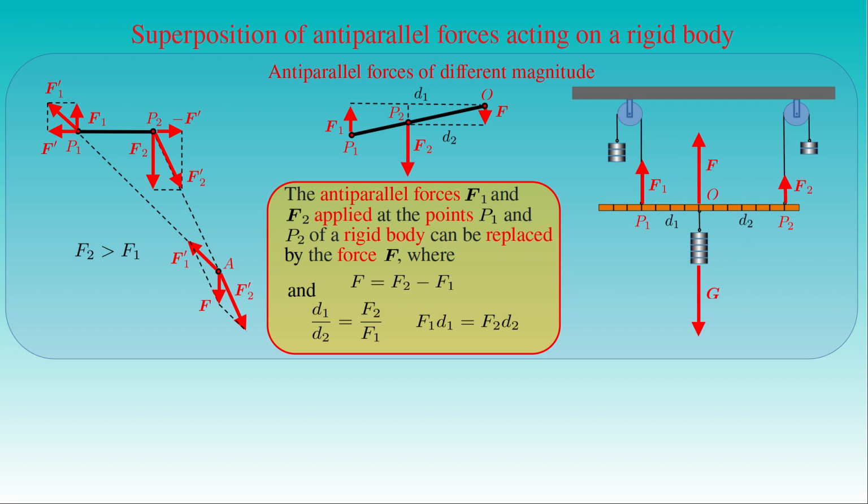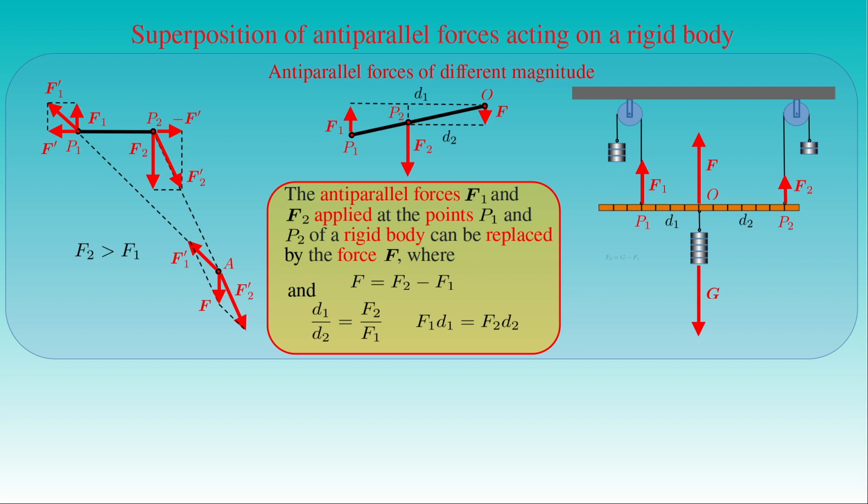The rope in the right-hand side exerts the force F1 upon the rod at the point P1, which is still one of the antiparallel forces, whereas the weight G acting on the point O represents the other one of the antiparallel forces. The net force of the antiparallel forces is a force that has the magnitude F1 minus the magnitude of G, and it is applied at the point P2 and points downward cancelling the force F2.